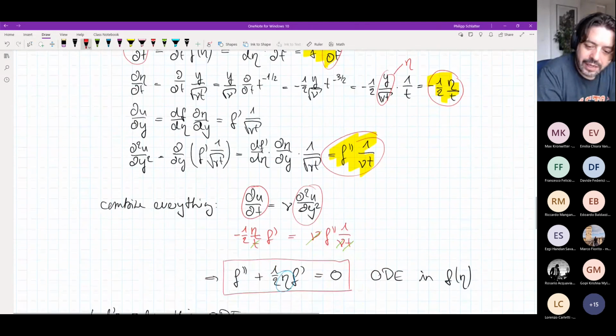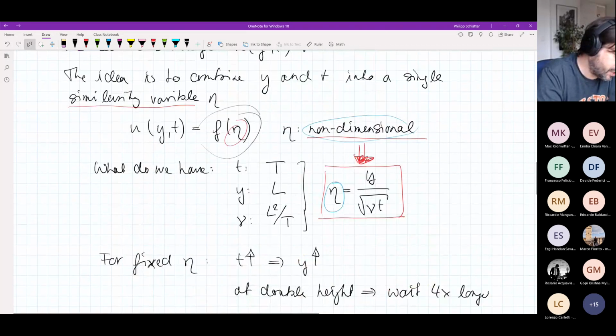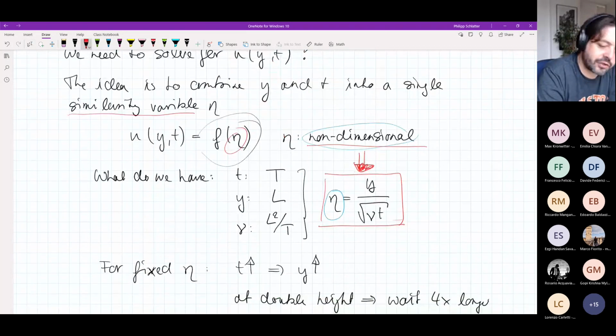So there is no y and t yet, but of course we know y and t because we have this definition of how to evaluate eta as a function of y and t.